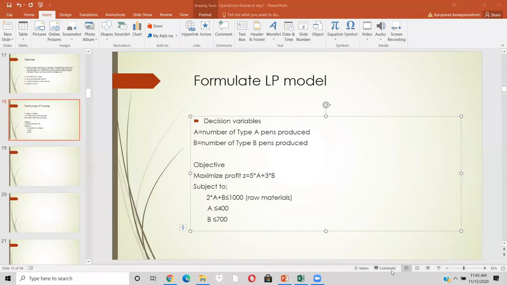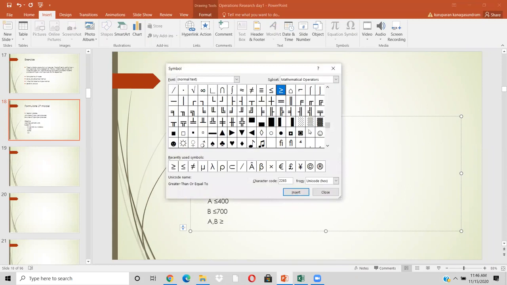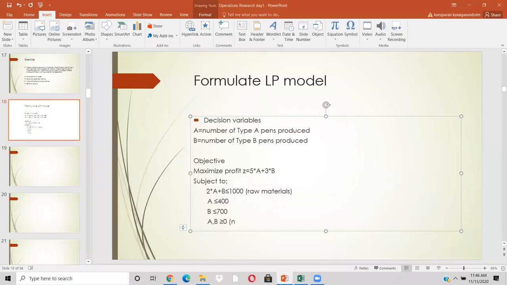Positive values. Why? The number of pens is a real number, a positive number. Can you say -2 pens? Can you ask in a shop, can you give me -2 pens? No point. So an additional constraint comes: a, b greater than or equal to 0. We will say it has a non-negativity constraint. Don't forget to put this one.